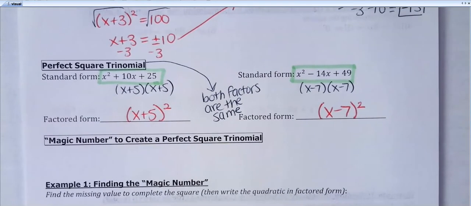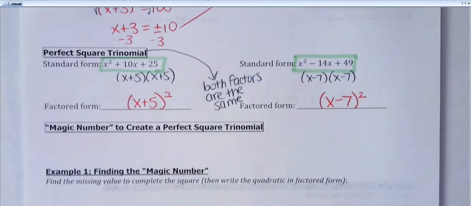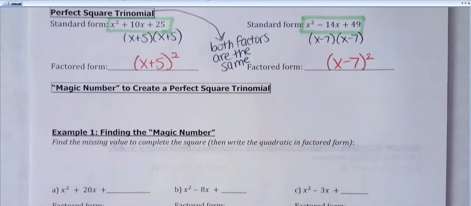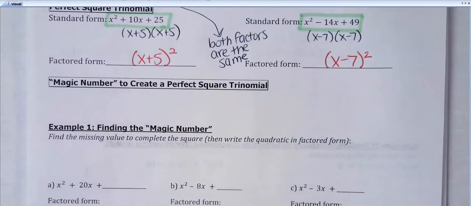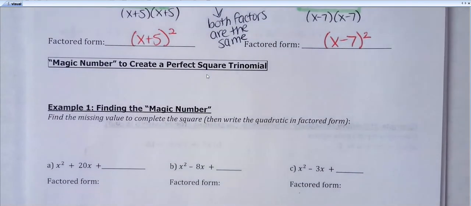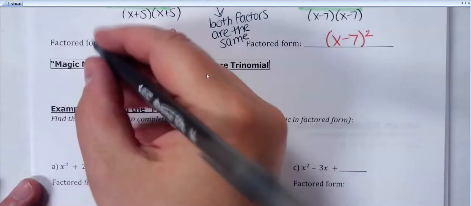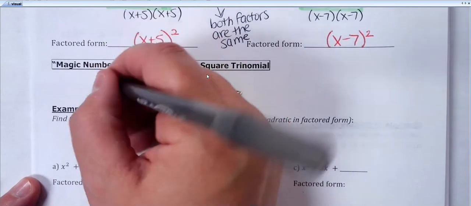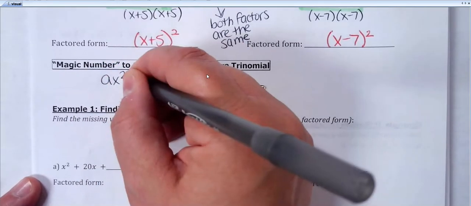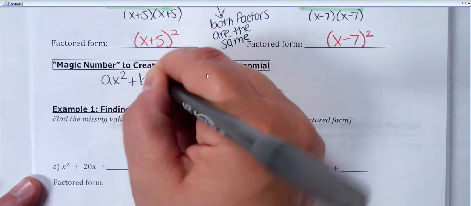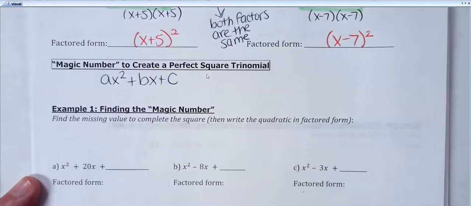Now, this might sound a little evil, but we're going to manipulate some of these questions for our purposes to make them easier to solve. To do that, we're going to try to create a perfect square trinomial. All that needs to happen, and I'm going to write this down, is the general standard form: ax squared plus bx plus c. I'm going to set that equal to 0 real quick.